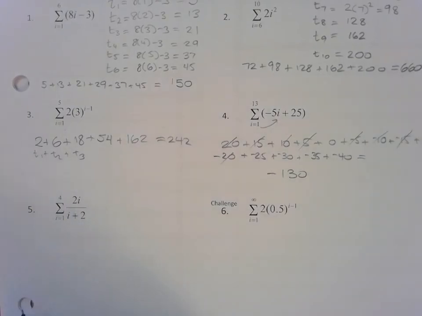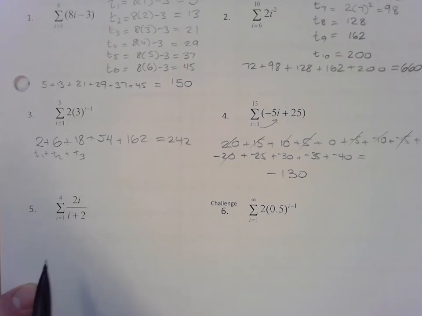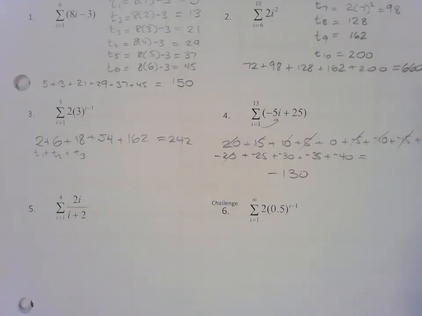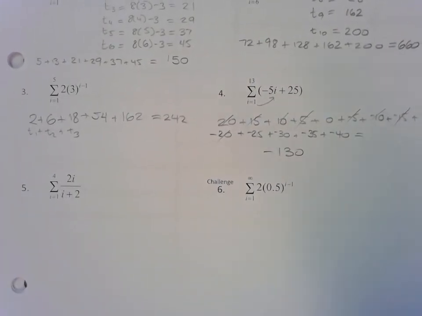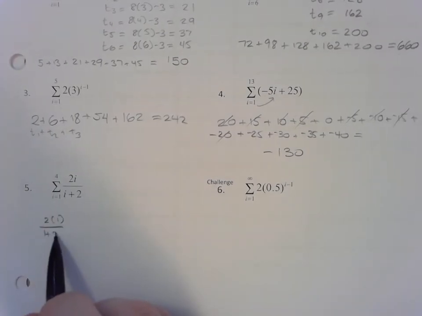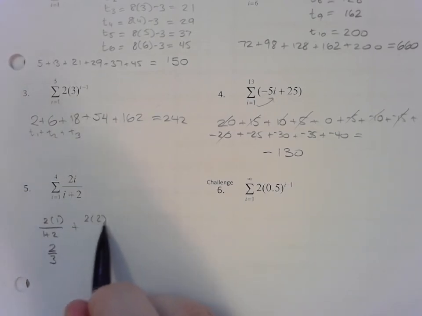This formula I don't really recognize as arithmetic nor geometric, but it only has 4 terms, so let's generate them out. Plug in the value of 1. Now I have 2 locations to plug them in, one in the numerator and one in the denominator. So let's plug in and find the value of our first term. The numerator will be a 2, the denominator will be a 3. So 2 times 1 divided by 1 plus 2 would be 2 thirds. That's our first term. Plus 2 times 2 divided by 2 plus 2.